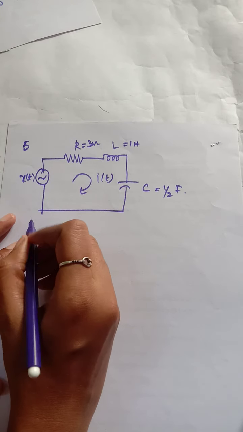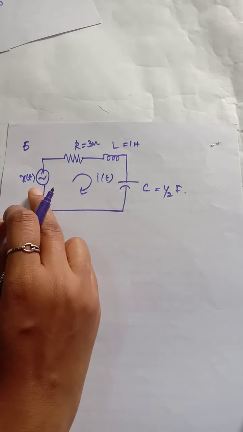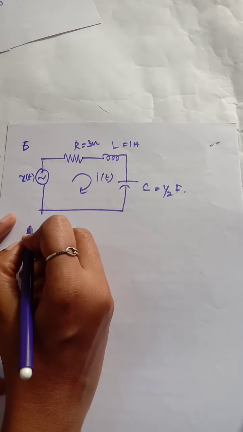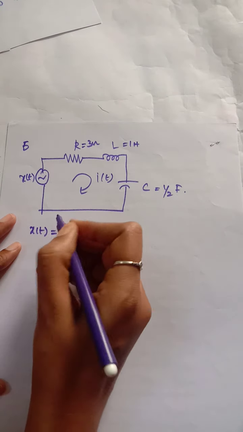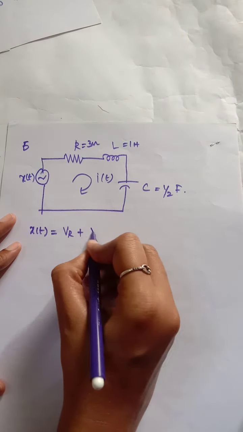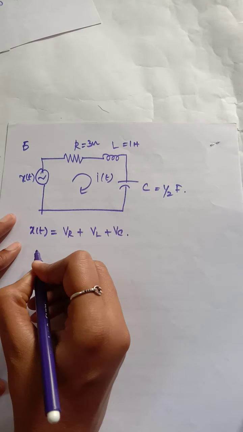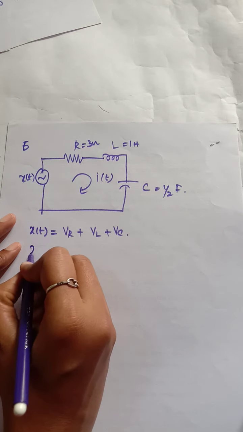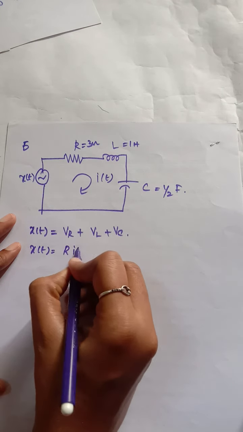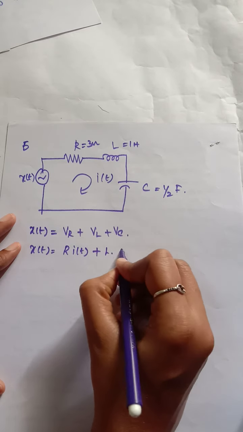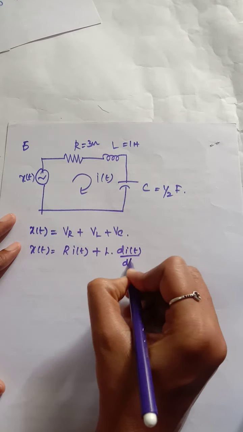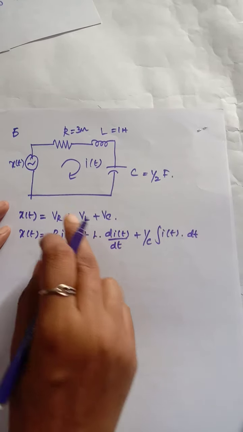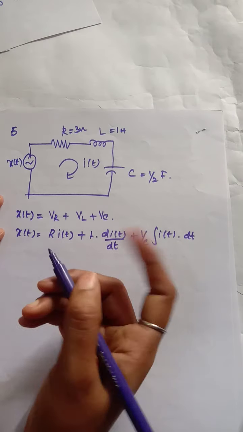Okay, so here we know that by Kirchhoff's voltage law, the applied voltage is equal to the sum of the voltages across each component. So here the applied voltage is x of t, which is equal to the voltage across R, VR, plus the voltage across L, VL, plus the voltage across C, VC. Okay, now I am going to represent the voltage equation for all these. So x of t equals R into i of t plus L into di of t by dt plus 1 by C integral i of t dt. So this is the voltage equation for the corresponding components.